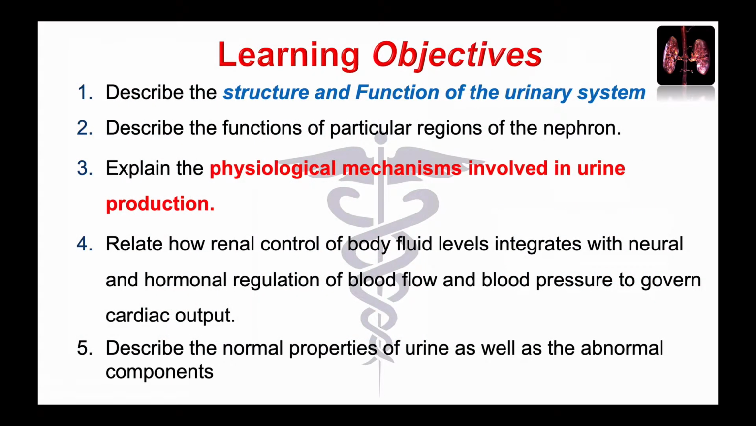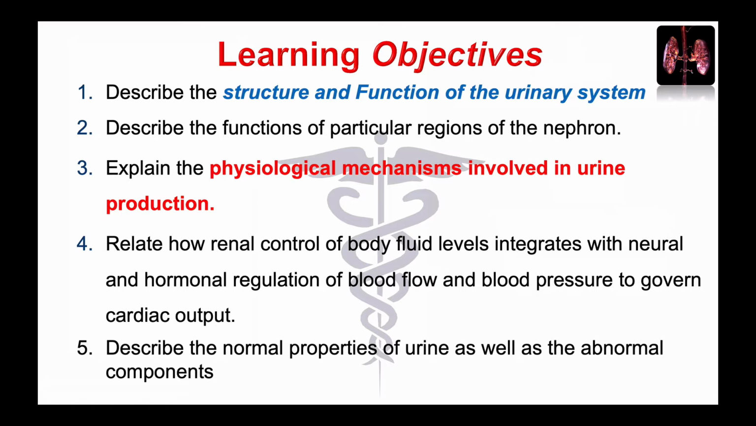Now coming to the objectives. We will study the structure and functions of the urinary system, then describe the function of particular regions of the nephron. The nephron has different parts, so we will discuss the Bowman's capsule, proximal convoluted tubule, loop of Henle, distal convoluted tubule, then the collecting duct, etc.